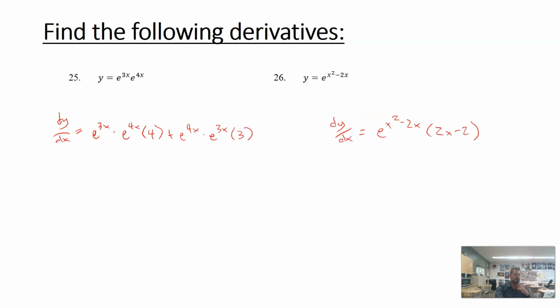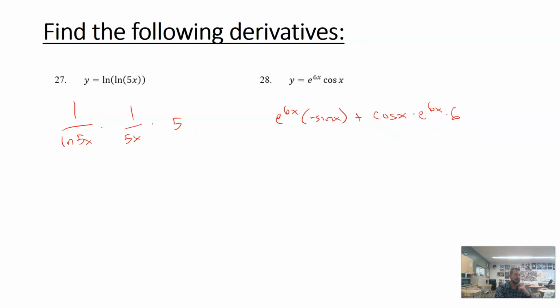Okay? Number 25, we see that this is a product rule. e to the 3x is my first function, e to the 4x is my second function. And we just did it that way. You could do it another way if you wanted to, but I'm not going to discuss rules of exponents because that does get a little bit confusing. 26, we just use the power rule there to find out what that derivative is.